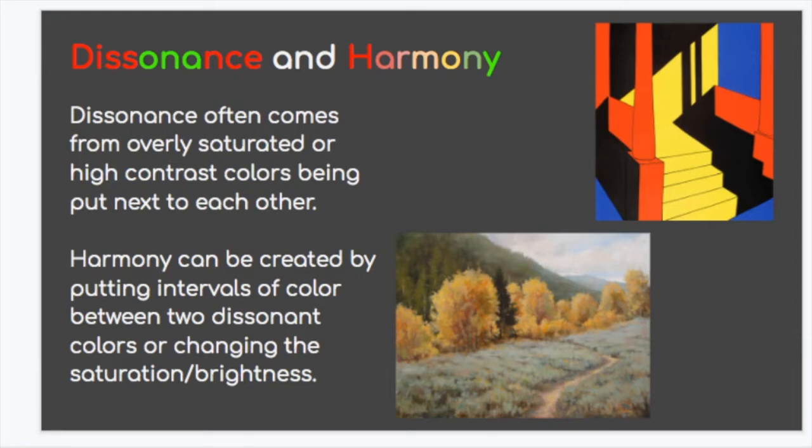It could also be like white and black, or really dark blue next to a really light green, or whatever. That causes dissonance because there's a stark contrast between those two things. You can create harmony by putting more intervals of color between two dissonant colors.